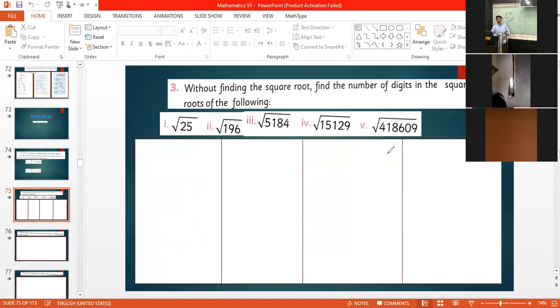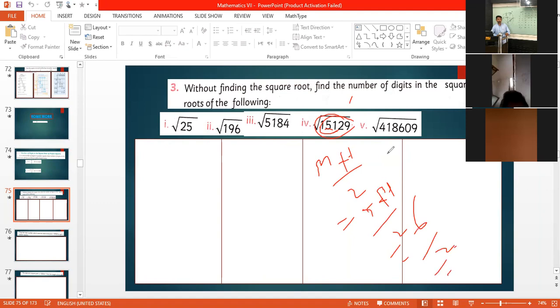Okay, now checking this fourth one. Check how many digits will be there, but here the question is without finding the square root. The digits are 1, 2, 3, 4, and 5. So n plus 1 by 2, where n is 5. 5 plus 1 by 2, so that is 6 by 2. So there will be 3 digits in the answer of the square root.